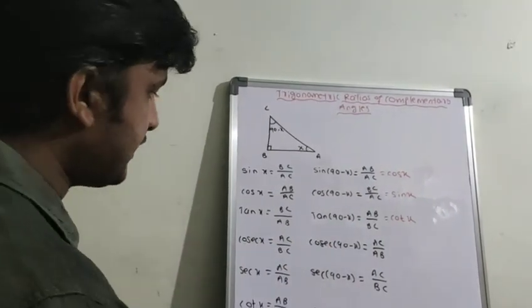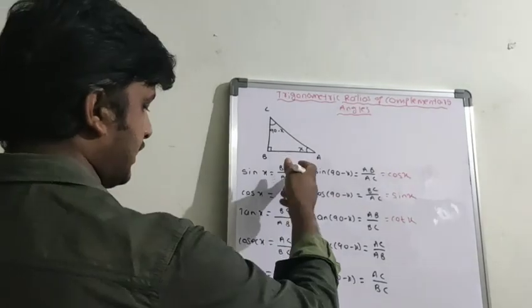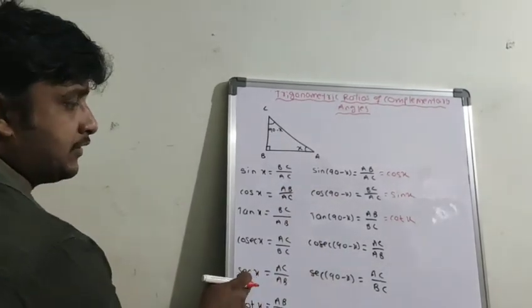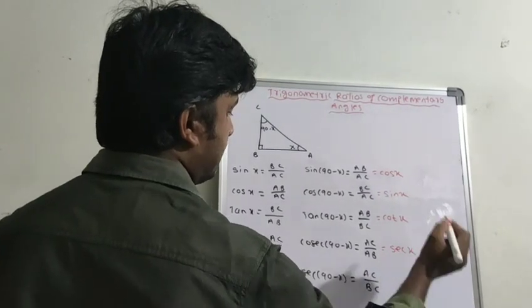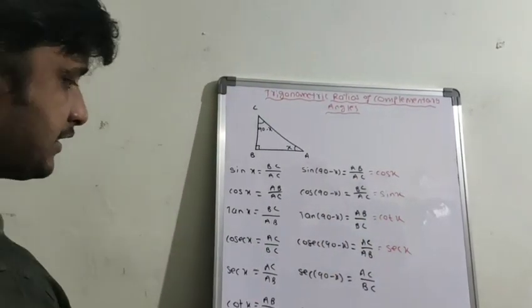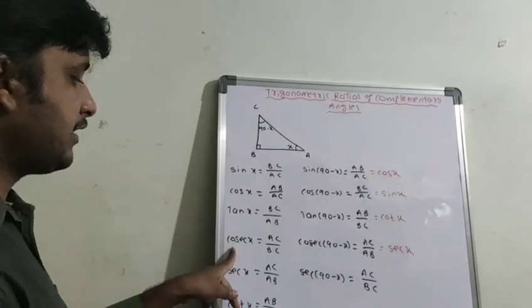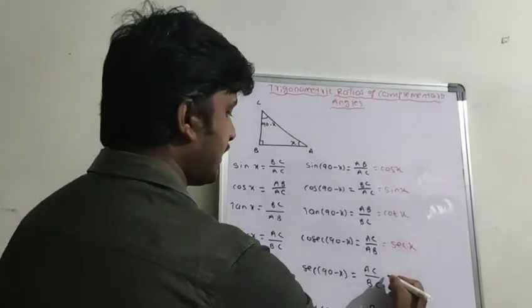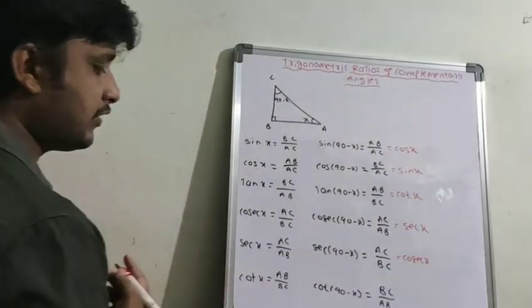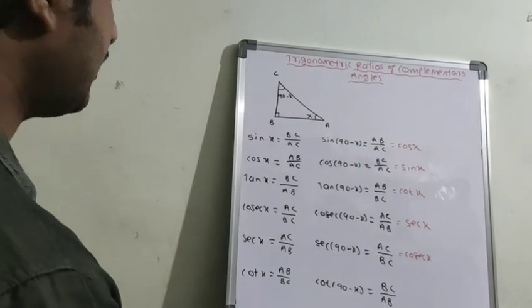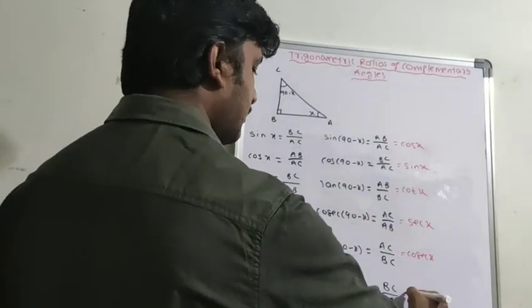Coming to the cosecant 90 minus x equal to AC by AB. AC by AB, where is it? Secant x. So cosecant 90 minus x equal to secant x. And secant 90 minus x is AC by BC. AC by BC here is cosecant x. So I am writing cosecant x. So coming to the cot 90 minus x is BC by AB. BC by AB here is tan x.